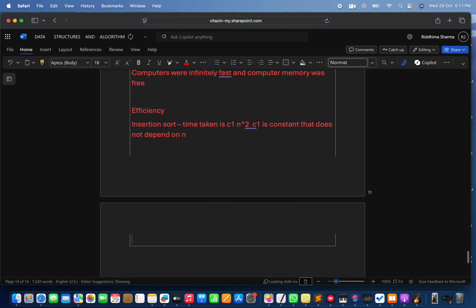Now in case of merge sort, the time taken, which is the time complexity, is C2 n log n, where C2 is another constant, and log n and C2 are both constants.